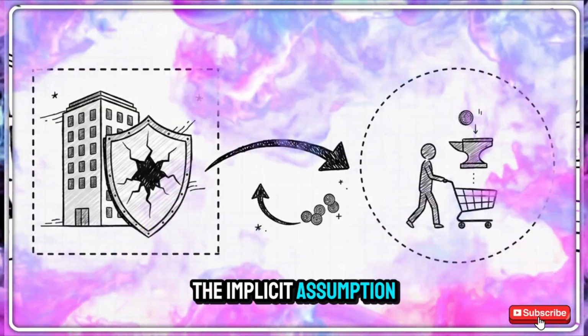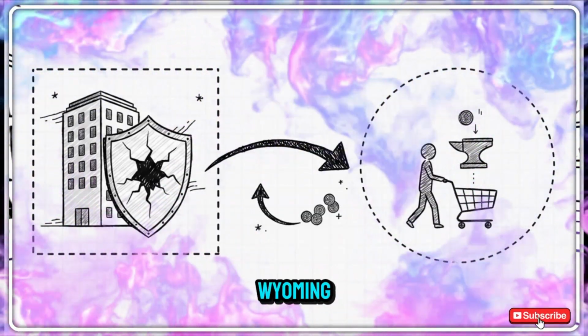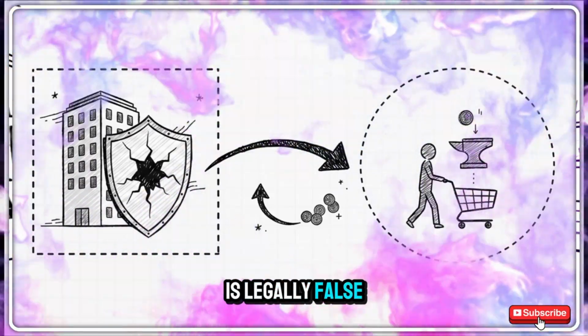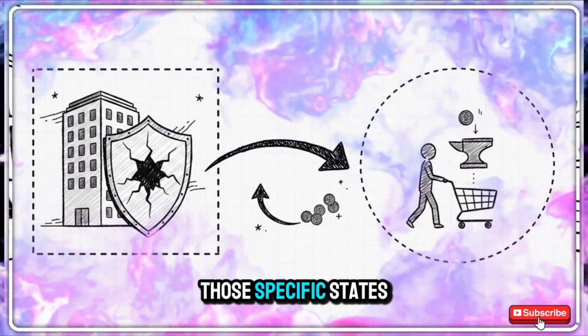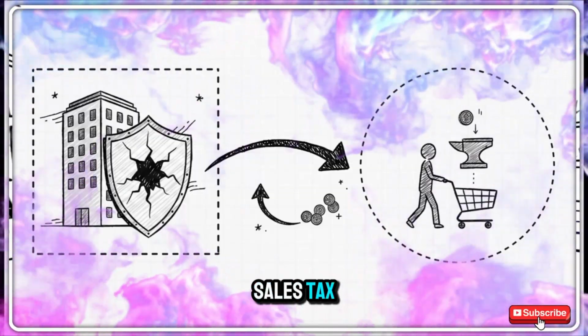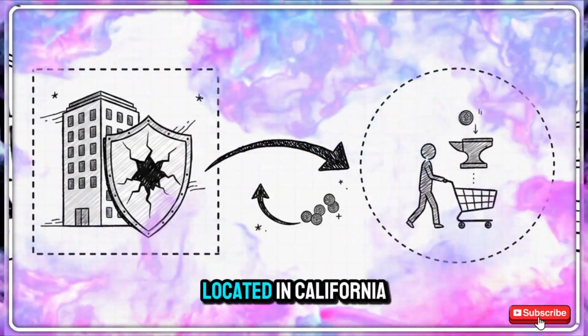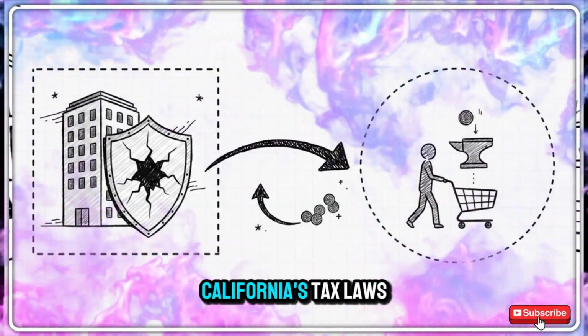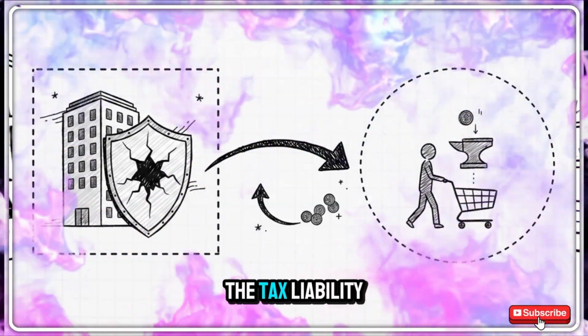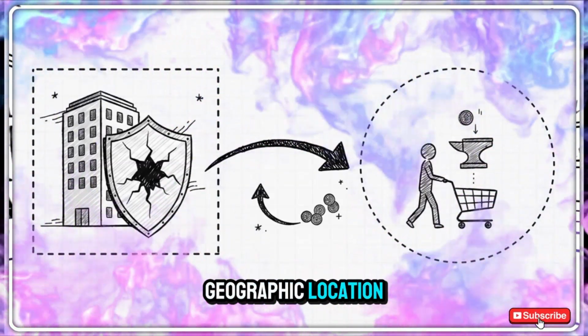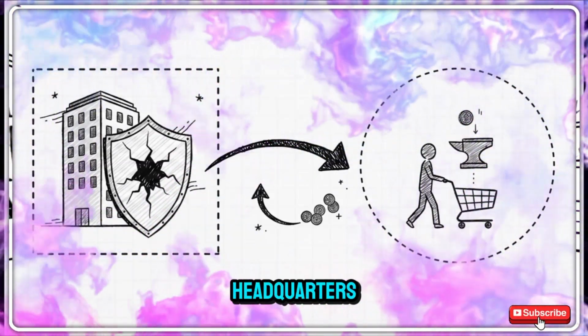The implicit assumption that forming a company in Delaware or Wyoming somehow magically shields you from taxes elsewhere is legally false. Yes, those specific states have zero local sales tax. But if your Delaware company sells a digital subscription to a consumer located in California, California's tax laws apply. The tax liability is dictated exclusively by the buyer's geographic location, not the location of your corporate headquarters.